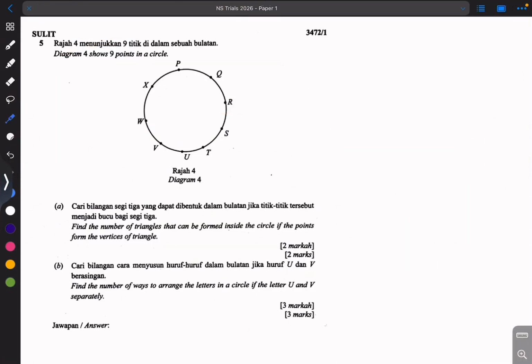Question 5. Diagram 4 shows 9 points in a circle. Find the number of triangles that can be formed inside the circle if the points form vertices of a triangle. Out of these 9 points, if you want to make a triangle, you only need 3 points. So this is a permutation combination question. Out of 9 points, we can either do 9C3 or 9P3, because we only need 3 points out of the 9. 9C3 means the arrangement doesn't matter.